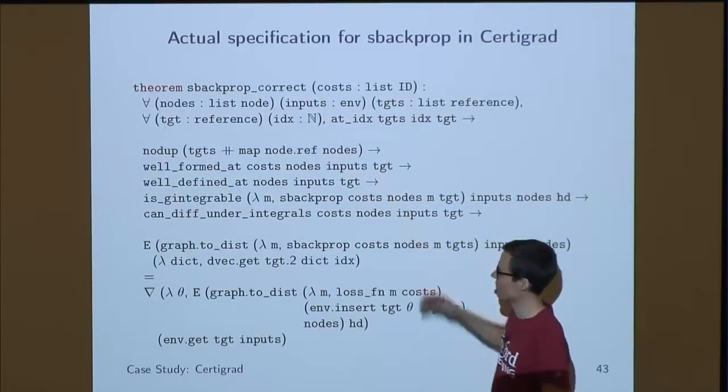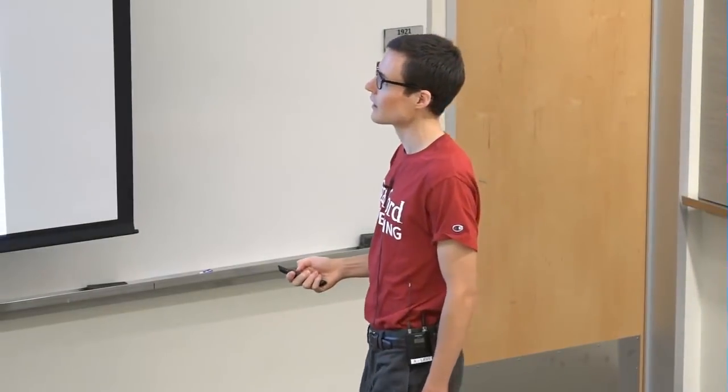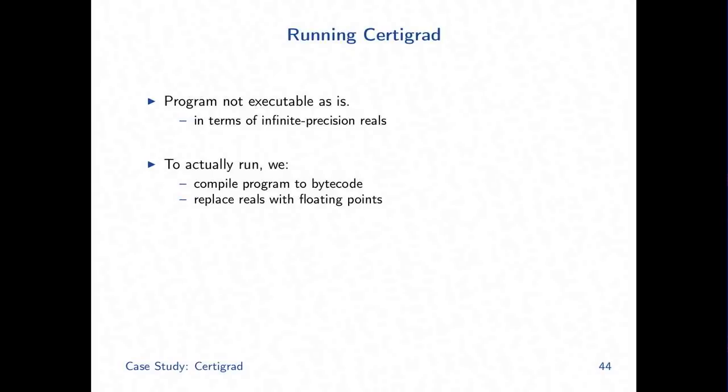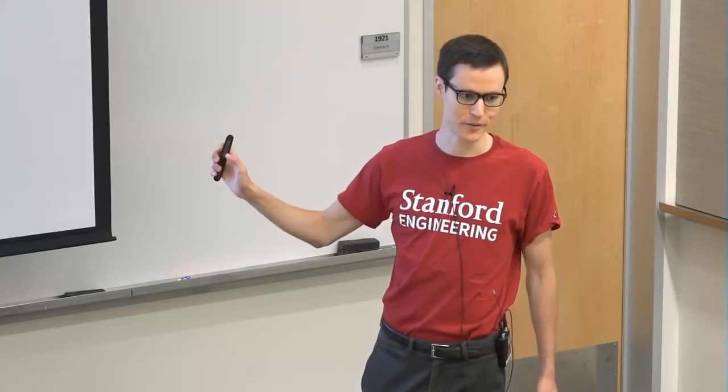These are pretty simple conditions. And then this is the specification, which really does capture functional correctness for stochastic backprop. OK, so let's talk about actually running Sertagrad. The program is not executable as is, as was pointed out. It's in terms of infinite precision reals, which are just a mathematical abstraction. So to actually run, we compile the program to bytecode, and we replace reals with floating points.